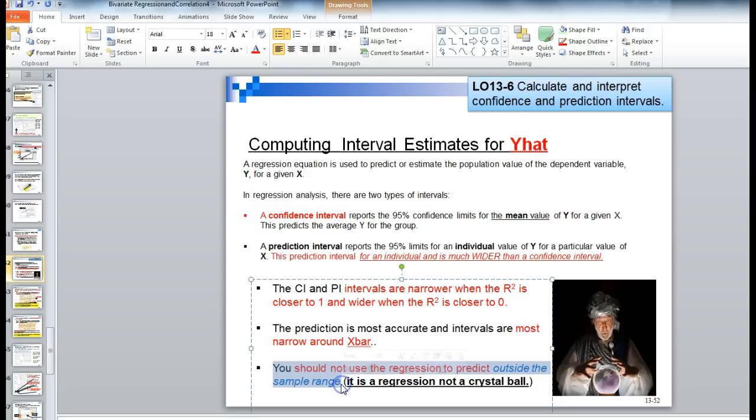You can't say, well, wow, 20 calls worked great, let's do 2,000 a day. No, that's not going to work, okay? You can't extrapolate outside the sample range. And the reason is because regression is not a crystal ball. It does a great job of predicting for the sample range, but outside of that, it doesn't do very well.